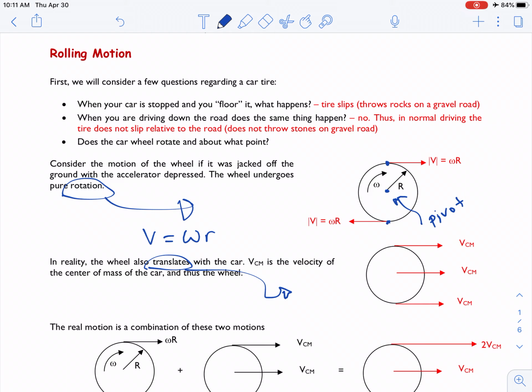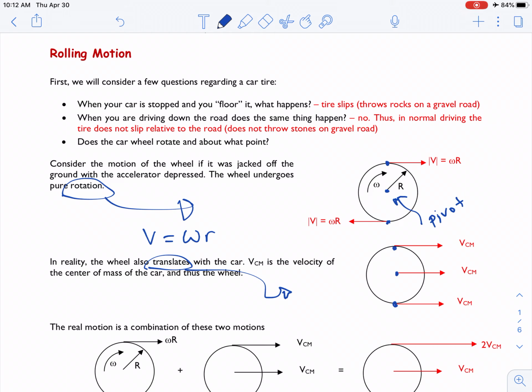VCM is the velocity of the center of mass of the car, right? And since the wheel is moving with the car translationally, it is going to have the same center of mass velocity. Once again, we are focusing on those 3 points, okay, top, center, and bottom. And this is translation. There's no rotation. There's no pivot point or anything like that. We're just looking at pure translation.